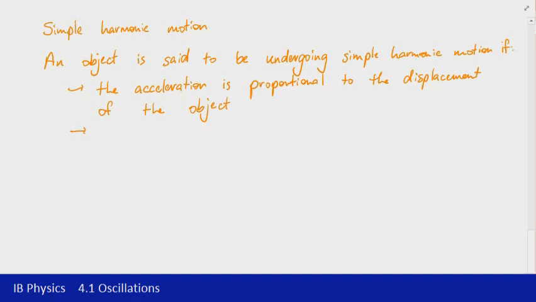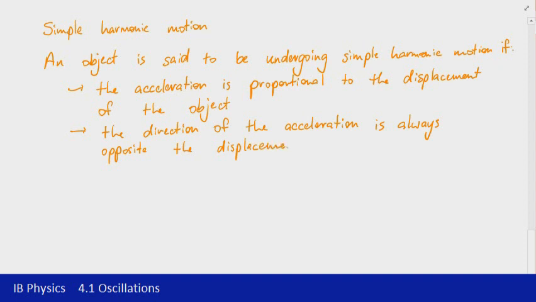The second thing is that the direction of the acceleration is always in the opposite direction to the displacement. And again, the direction of the force would also be opposite to the direction of the displacement as well, given that force and acceleration are in the same direction. So that's always opposite the displacement. That means that we can express that in a proportional relationship, and that proportional relationship would be that the acceleration a is proportional to negative x.